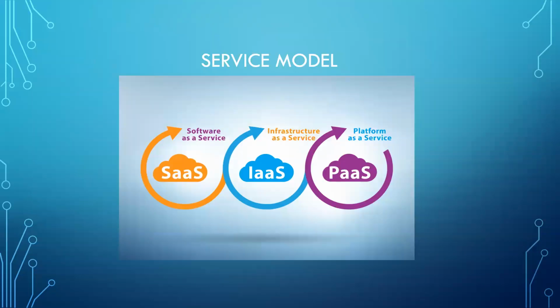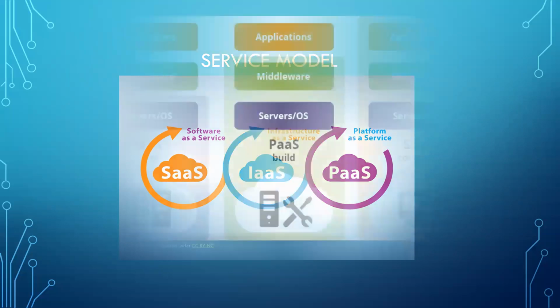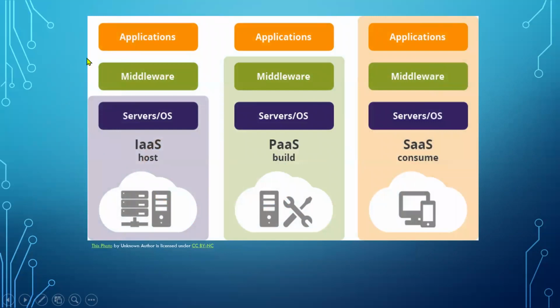And now we are going towards the service models. The models are of three types. First, SaaS, which means software as a service. Second, IaaS, infrastructure as a service. Third one is PaaS, which is known as platform as a service. So now here we see IaaS. It is of course infrastructure as a service.